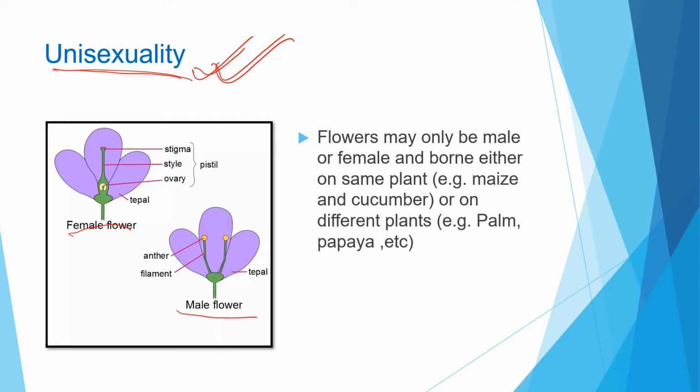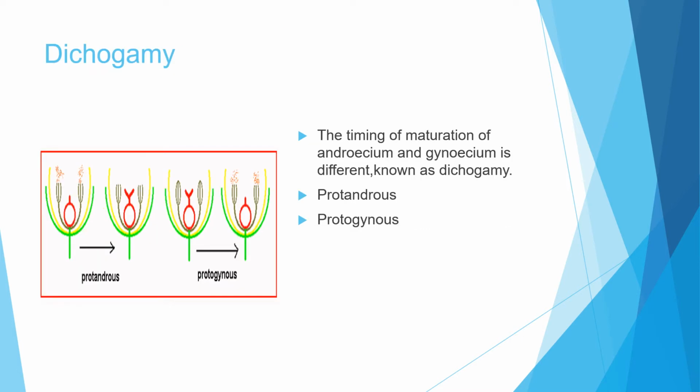Now what does the next term mean? In this slide we are going to discuss dichogamy. What does this term dichogamy mean? Here the timing of maturation of the androecium and the gynoecium are different. The difference in the timing of maturation always acts as a barrier to self-pollination, so they are bound to do cross-pollination. Here also nature is encouraging cross-pollination because the time of maturation of the androecium and gynoecium is different.